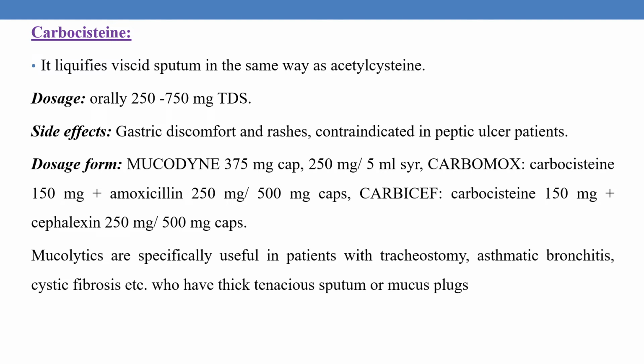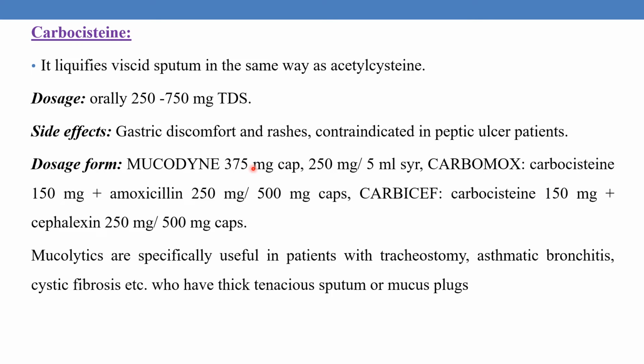The next drug is carbocisteine. It liquefies viscid sputum in the same way as acetylcysteine. The dosage is 250 to 750 mg thrice a day. Side effects are gastric discomfort, rashes, and it is contraindicated in peptic ulcer patients. Marketed products are Mucodyne 375 mg capsule or 250 mg per 5 ml syrup.